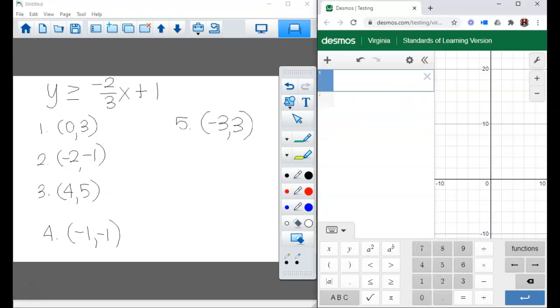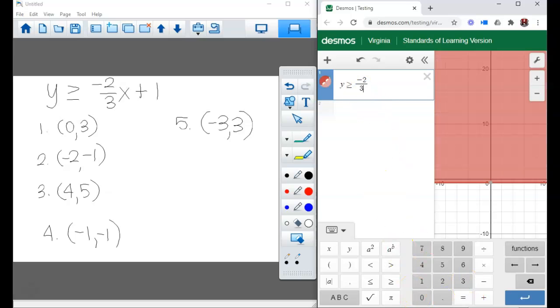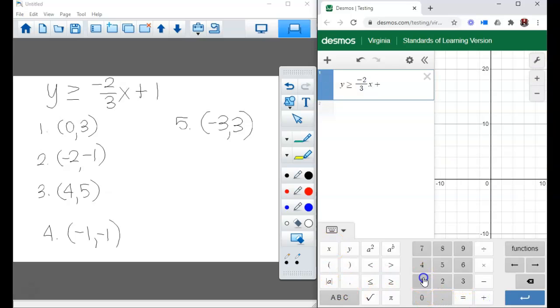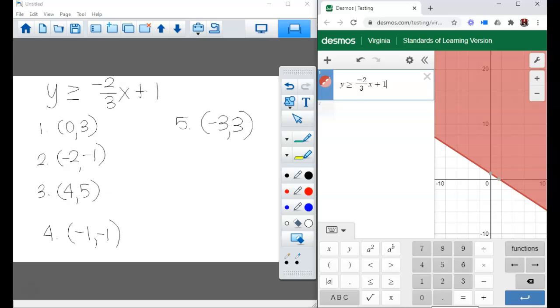So I'm going to delete all of this this time. And now let's type that problem in. So y is greater than or equal to. I need to hit my divided symbol to set up my fraction. And then I'm going to do negative 2 over 3 x plus 1. Now, this red shaded area is my solution, and I want you to notice this time the line is solid. And he's solid because this symbol was underlined. We've seen that before, but I wanted to remind you about it.